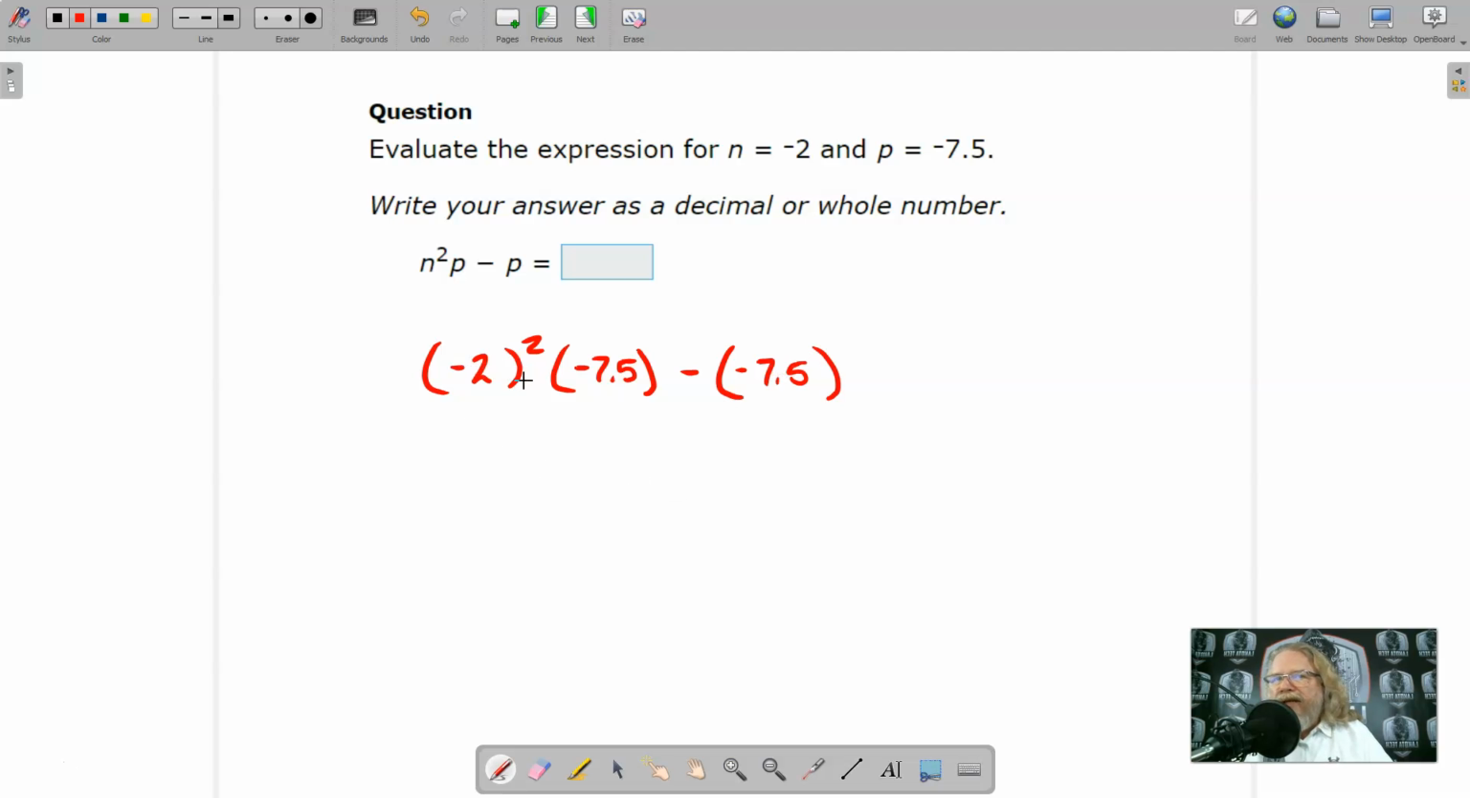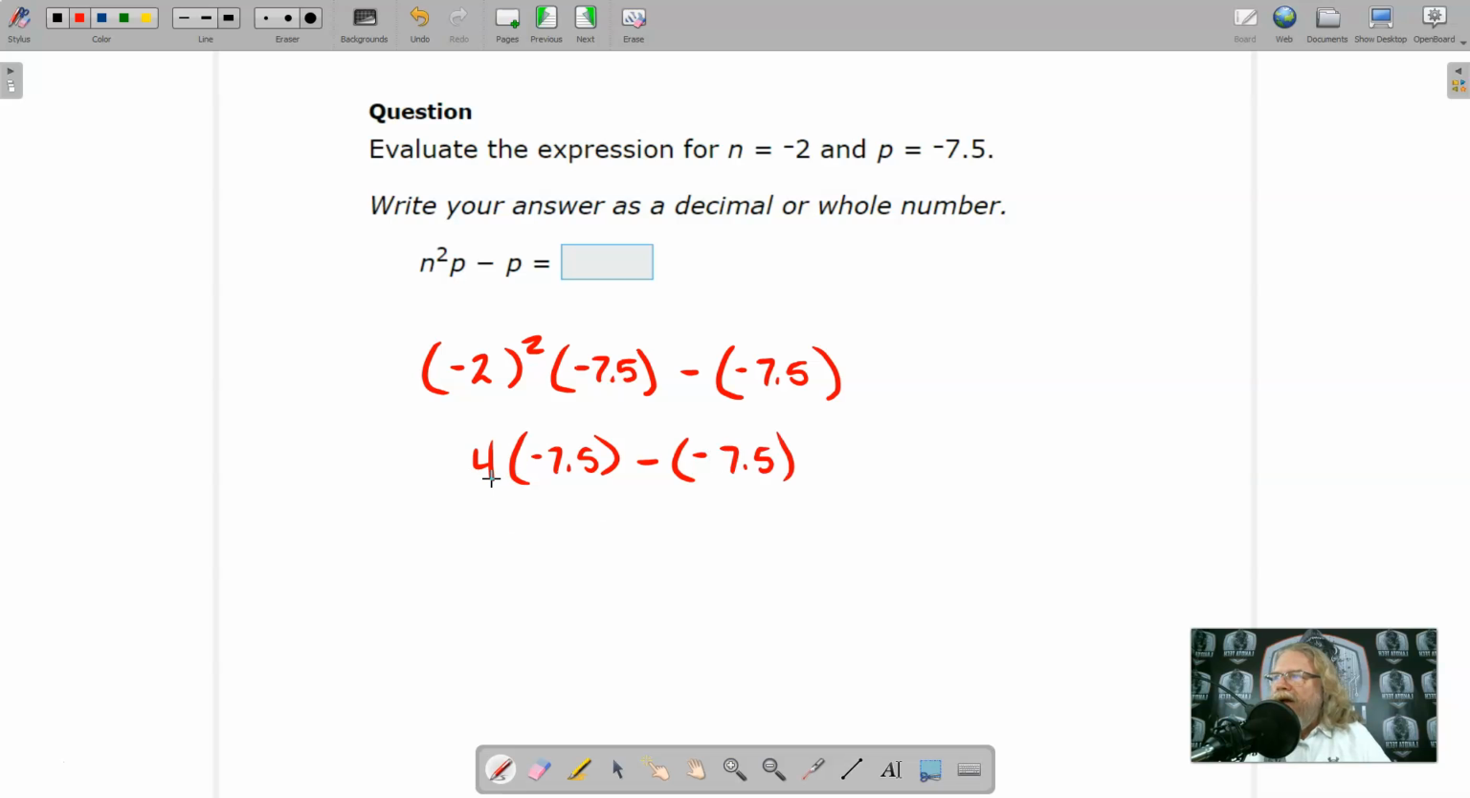So order of operations says we first have to do exponents before we do the multiplication. So negative 2 squared is going to be negative 2 times negative 2. 2 times 2 is 4. Negative times negative is positive. So this is going to be positive 4. Now let's go ahead and bring down that negative 7.5 minus negative 7.5.